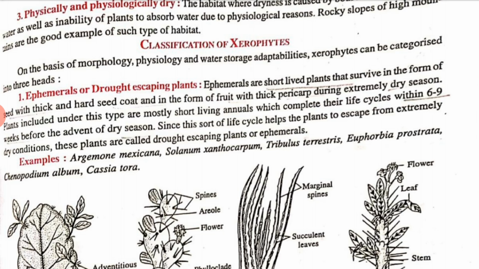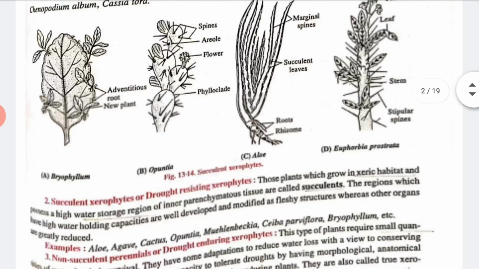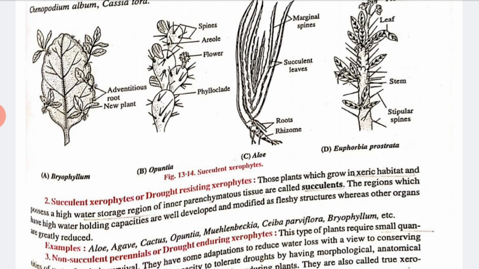Ephemerals are short-lived plants that survive in the form of seed with a thick and hard seed coat, or in the form of fruit with a thick pericarp, during extreme dry seasons. So they are generally known as ephemerals. We have some examples like Bryophyllum, Opuntia, Aloe. These are the general examples of ephemeral plants. Generally they live for a very short period of time.